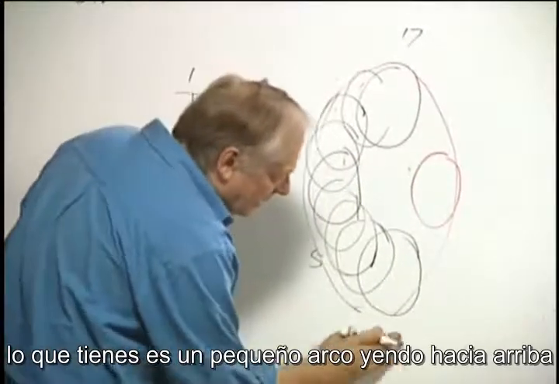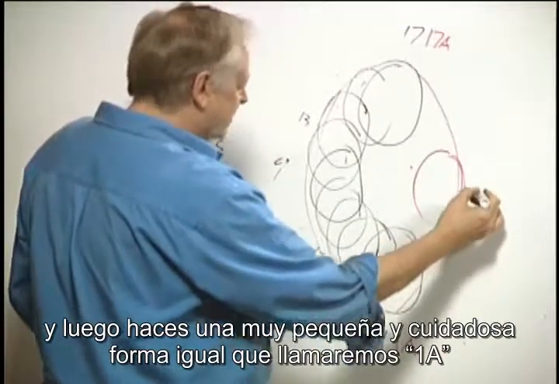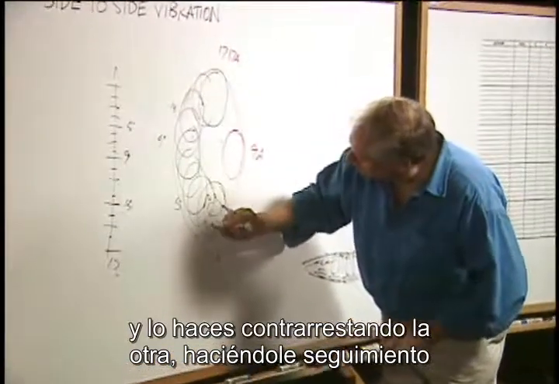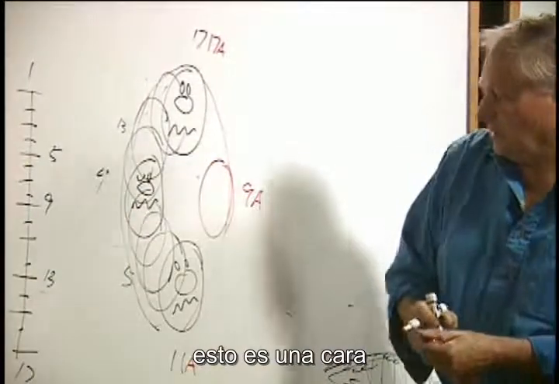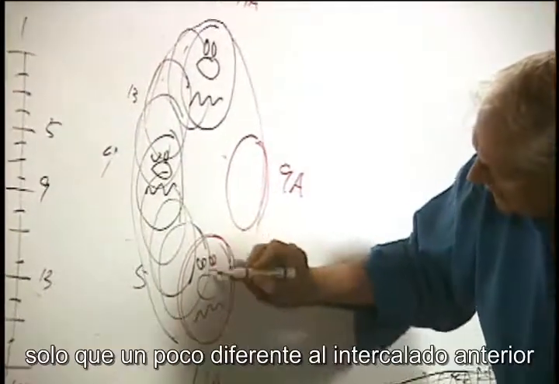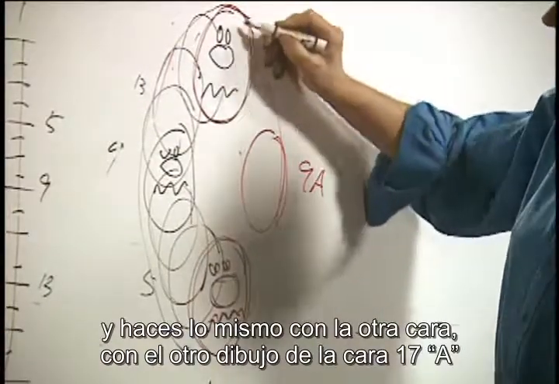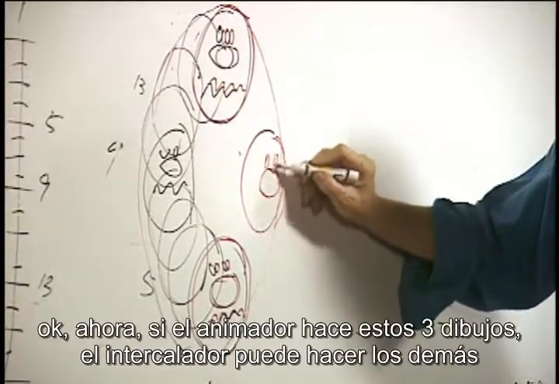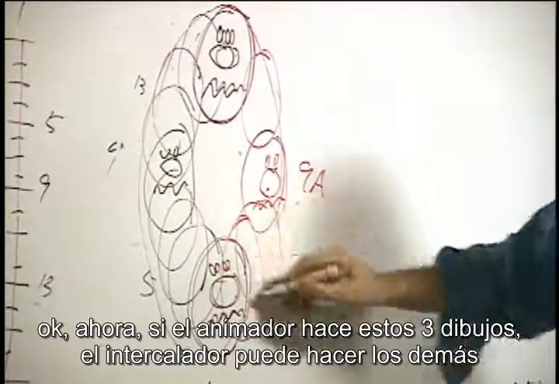And then you do a very careful tracing. Let's call it 1A. And 17A. And this one out here is just going to be 9A. So you do a series of A drawings. You trace. This is a face. You do a very careful tracing, just offset of the same. It's the same drawing, very slightly offset. 1A. And then you do up at the top here the same thing, the same drawing, very slightly offset. And the assistant can do all these in-between drawings, so you don't have to work very hard.